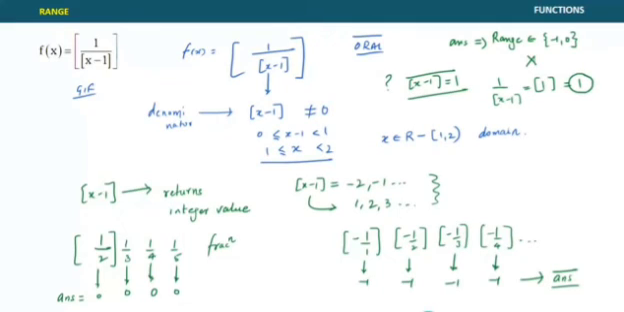So the final answer to this particular problem is that the range of this function is nothing but three values: minus 1, 0, 1. This is the answer we are looking for. I hope this problem is clear now.